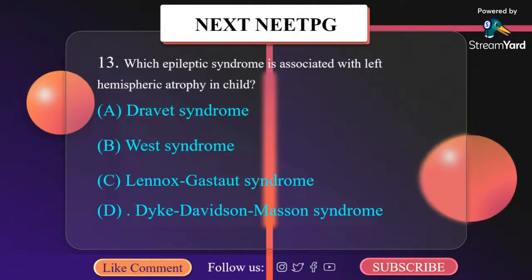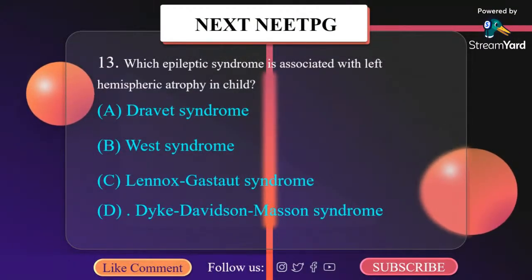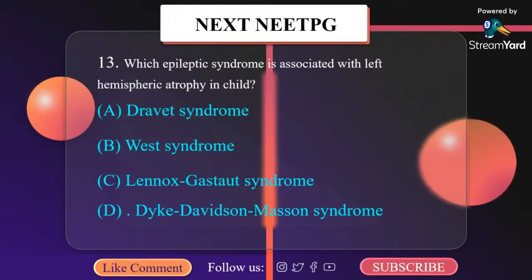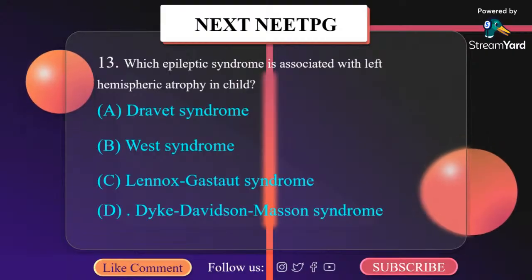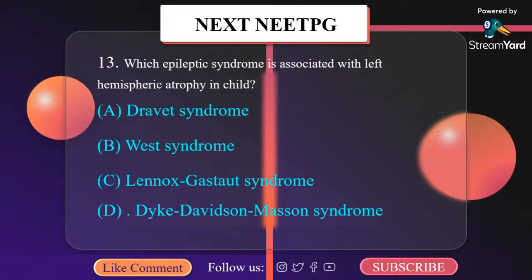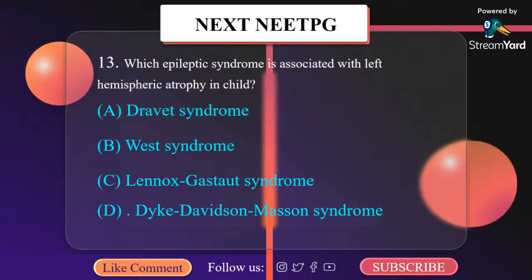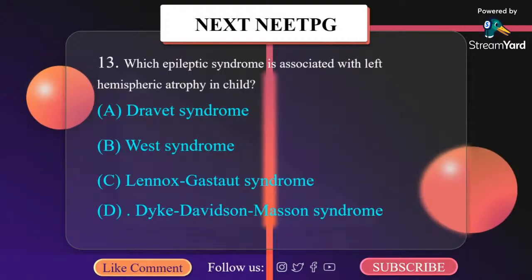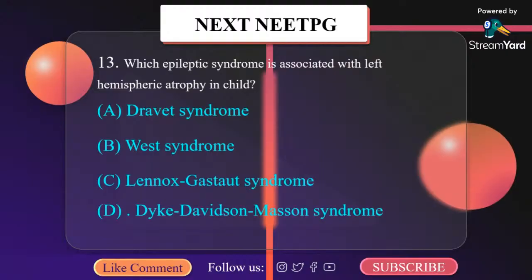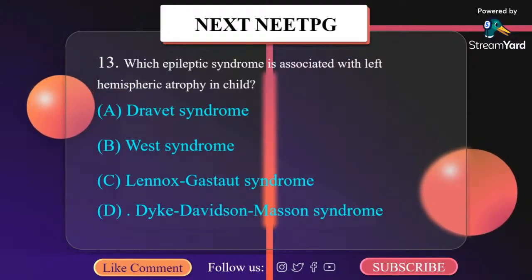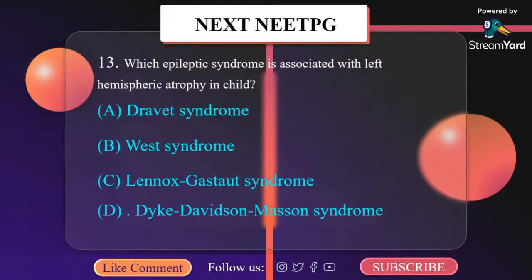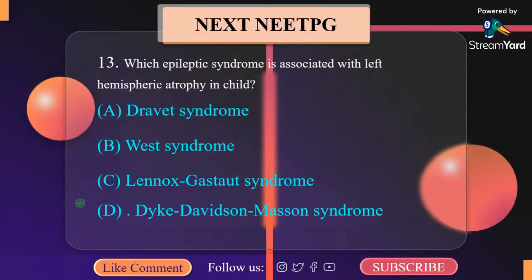Which epileptic syndrome is associated with left hemispheric atrophy in a child? A. Dravet syndrome, B. West syndrome, C. Lennox-Gastaut syndrome, D. Dyke-Davidson-Masson syndrome. It is Dyke-Davidson-Masson syndrome. Hemiatrophy or hypoplasia of a unilateral cerebral hemisphere resulting from CNS insult in the fetal or early childhood period, with compensatory ipsilateral calvarial hypertrophy. The insult could be vascular, congenital, or acquired ischemic disease, trauma, or infection.